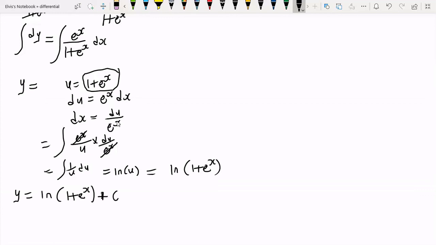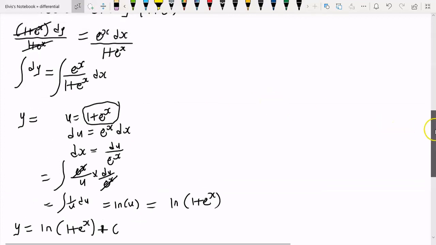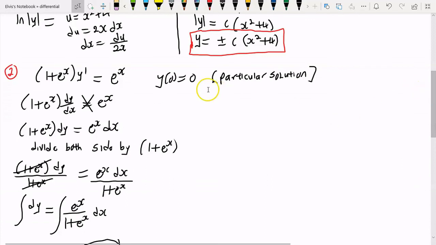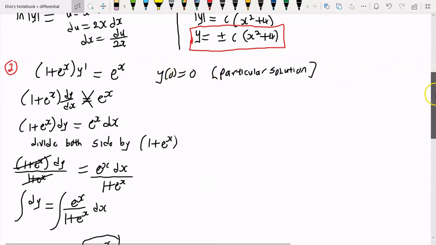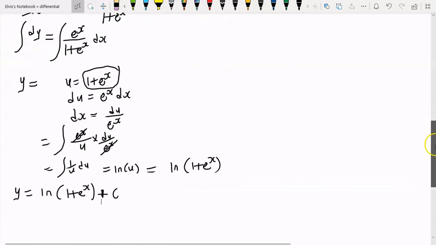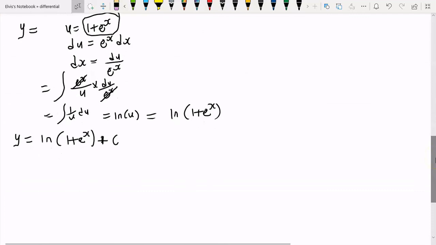Now, because we were asked to find a particular solution of the general equation satisfying the initial condition y of 0 equal to 0, as you can see here, y of 0 is equal to 0. So what we are going to do now is plug in the value of 0. We are going to plug 0 wherever we see y and wherever we see s, so that we can find the constant c, because that is what we want to find.